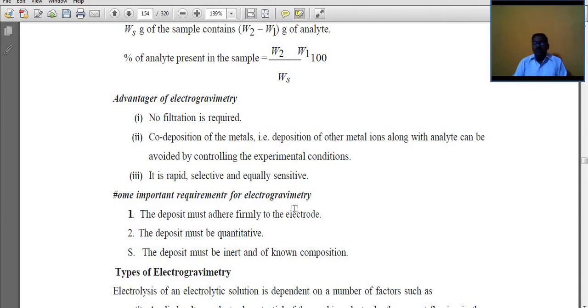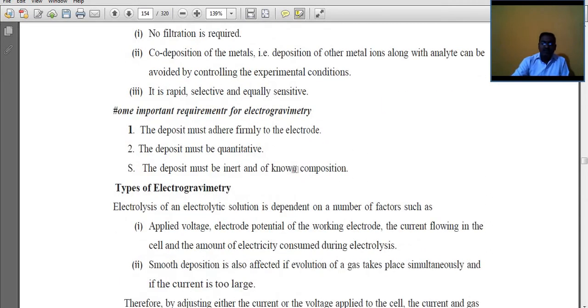What are some important requirements for electrogravimetry? The deposit must adhere firmly to the electrode. The deposit must be quantitative. The deposit must be inert and of known composition.